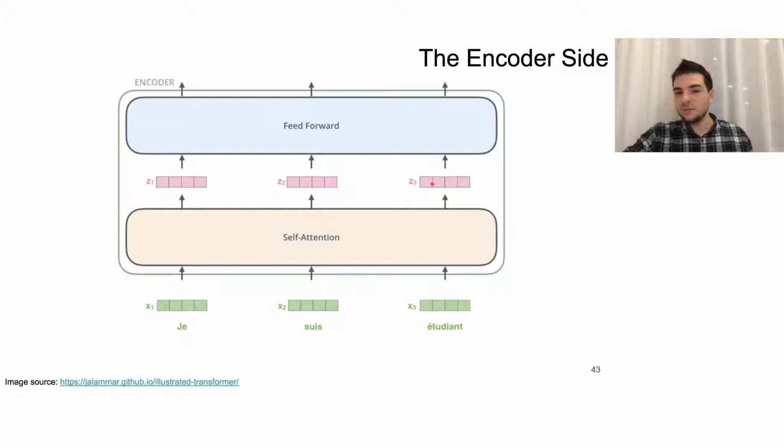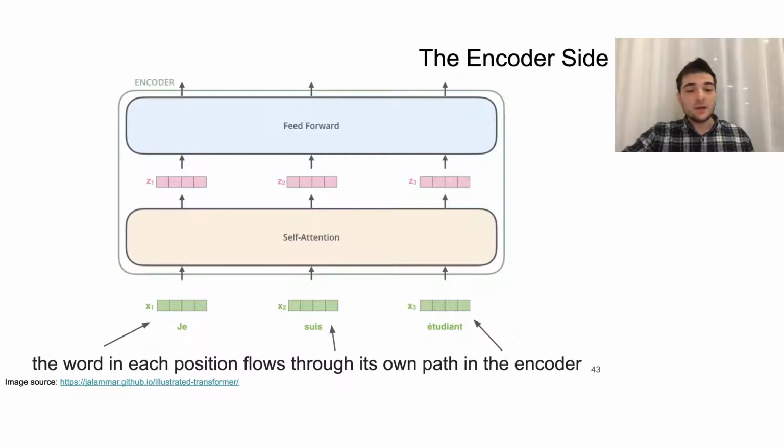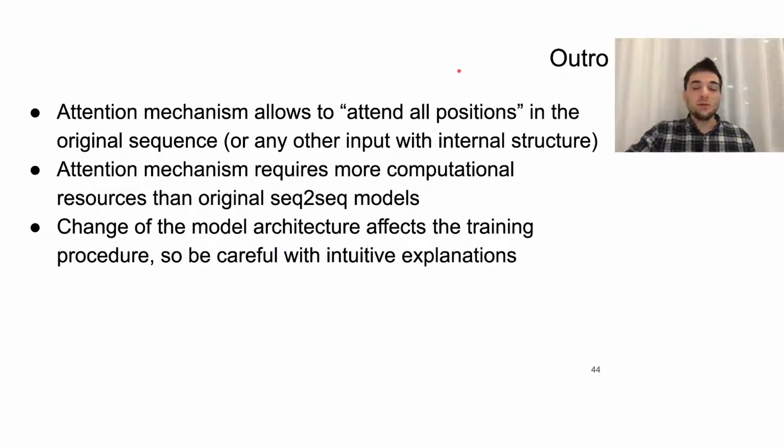Here are the outputs actually, and it has some feed-forward network where we have some dense connection and non-linearities, and some skip connections as well in here to make it a bit more stable, but it will be covered in the next lecture where we speak about the transformer. Otherwise, the main idea of self-attention is that every word flows through its own path in the encoder, and we preserve all the positional information in place all the time. That's kind of beautiful. And here is a tiny outro.